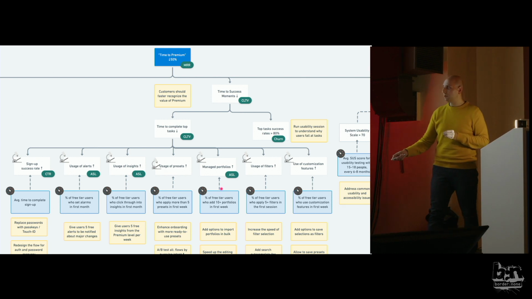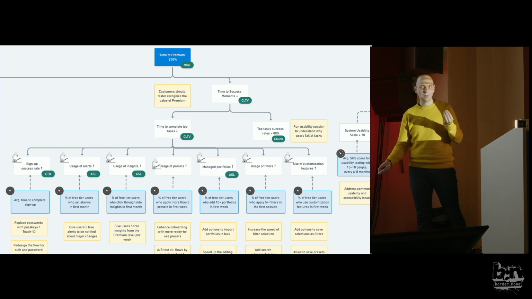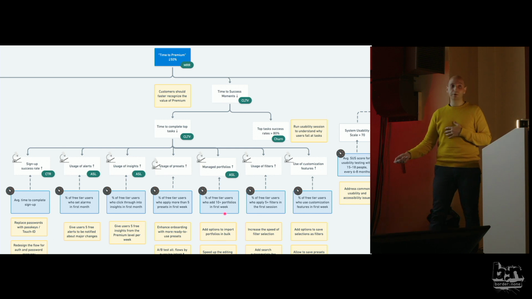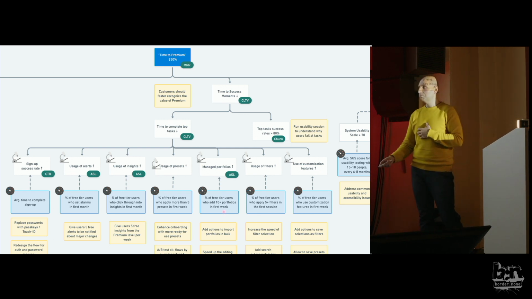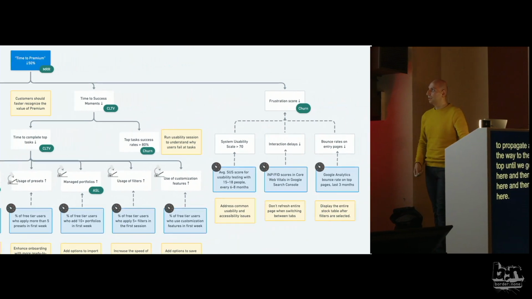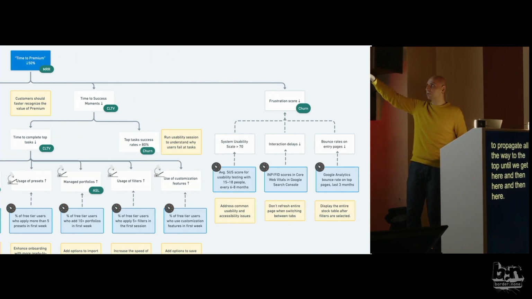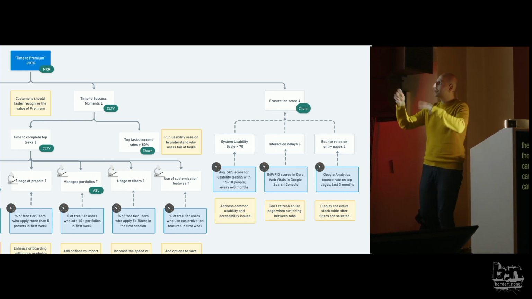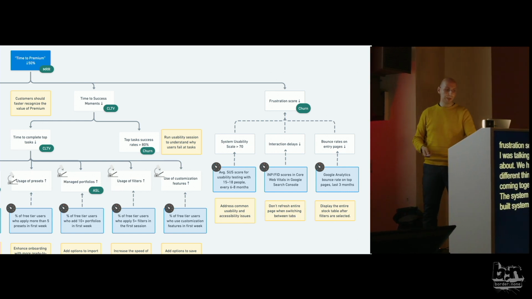That means that when we add options to import portfolios in bulk, how do we measure how successful it is? Well, we track the percentage of free tier users who add maybe more than 10 portfolios in the first week. So we know that if this number goes up, then we are successful at this point. And then we need to track and see if it's actually going to propagate all the way to the top, until you get here, and then here, and then here. As you can see, you can have a lot of different branches. This is the frustration score I was talking about. We have different things coming together: the system usability scale score, the interaction delays, bounce rates on entry pages, and so on.